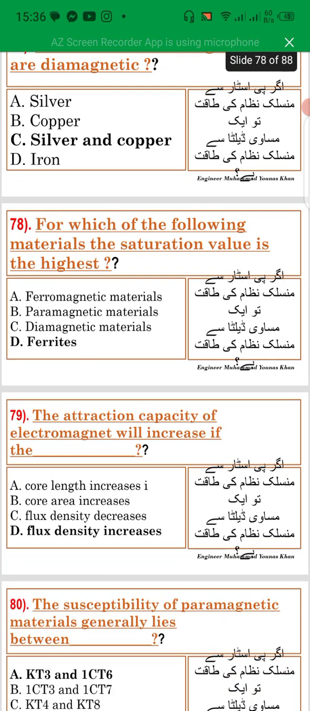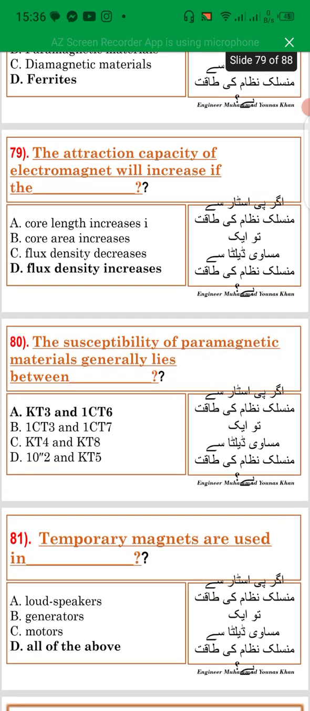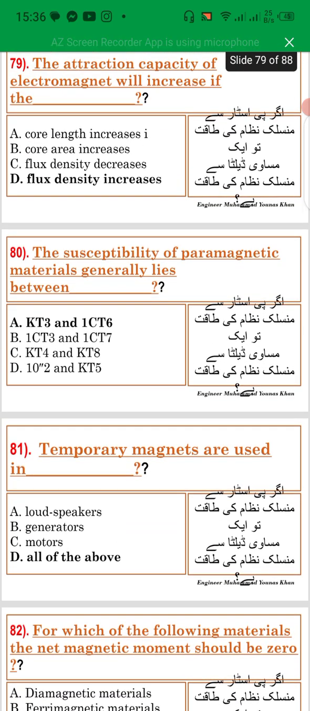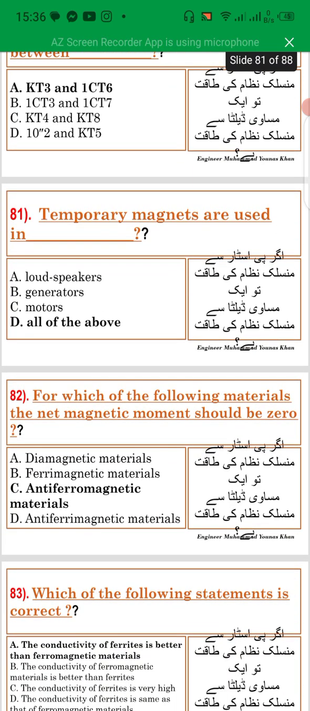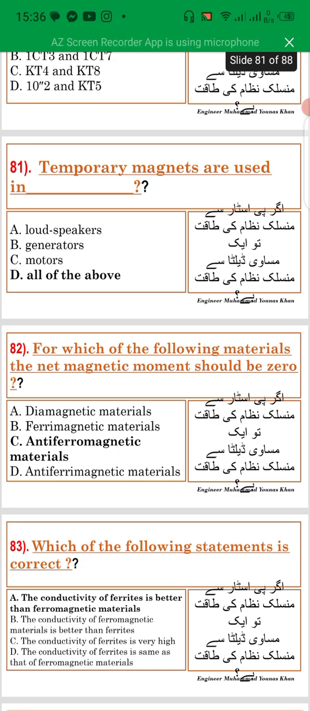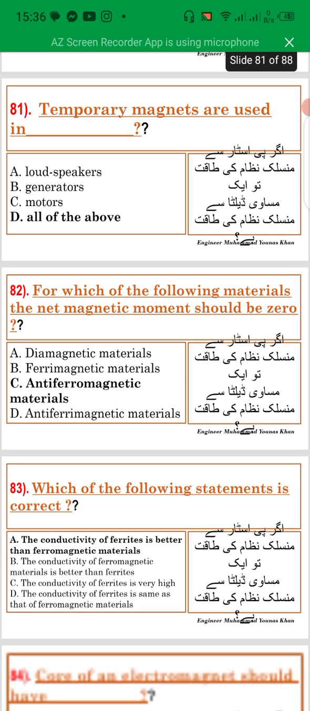Silver and copper. For which of the following material the saturation value is highest? Ferrites. The attraction capacity of electromagnet will increase if the flux density increases. The susceptibility of magnetic material generally lies between 10^-3 and 10^-6. Temporary magnets are used in all of the above: loudspeaker, generator, motor.